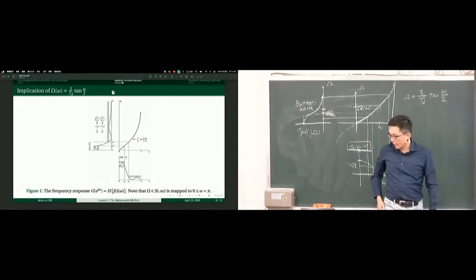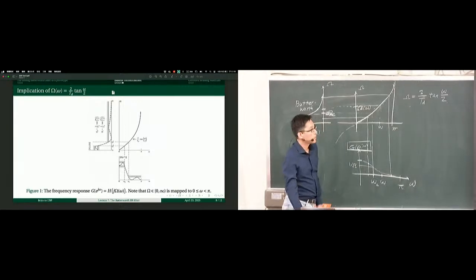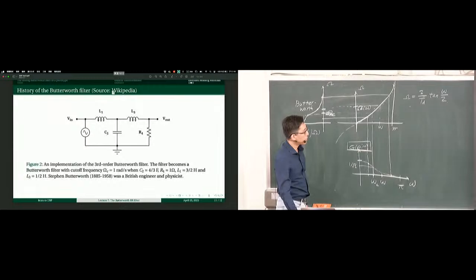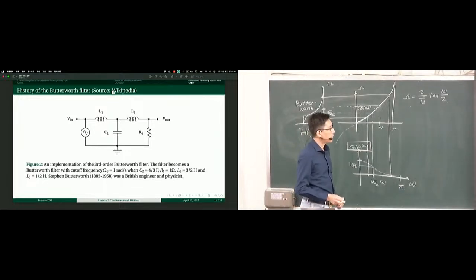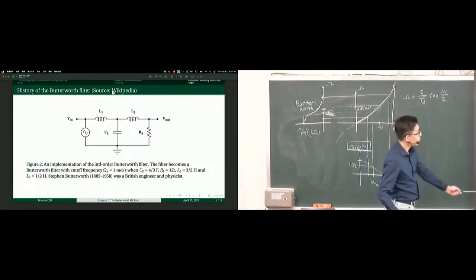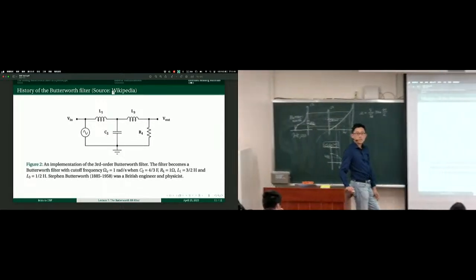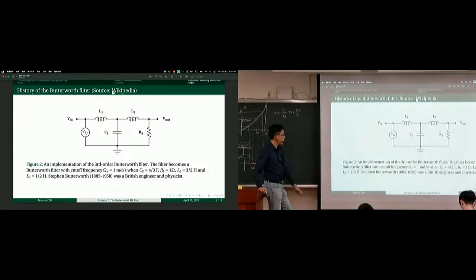Okay, so with that, I would like to provide you some extended reading materials. I didn't know it, but I did my homework. The Butterworth filter historically was constructed really early. Butterworth, according to Wikipedia, was a British engineer and physicist, Stephen Butterworth, okay?